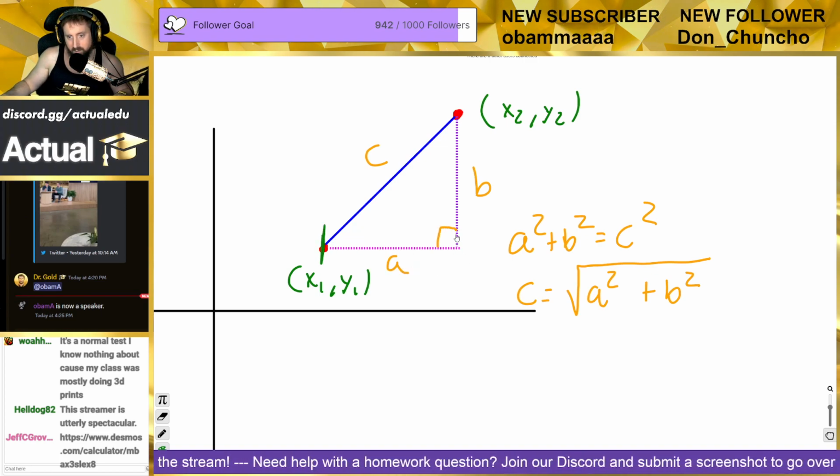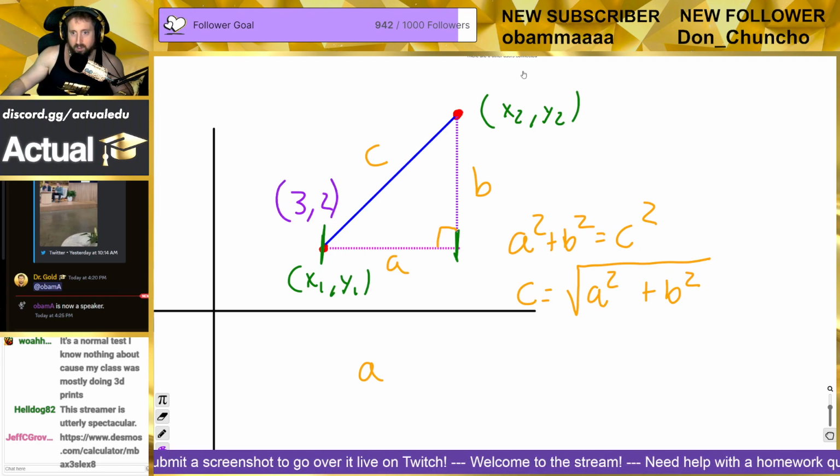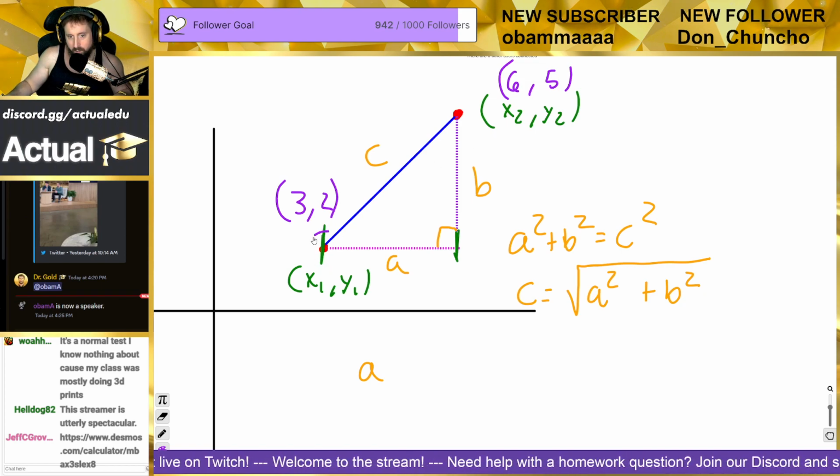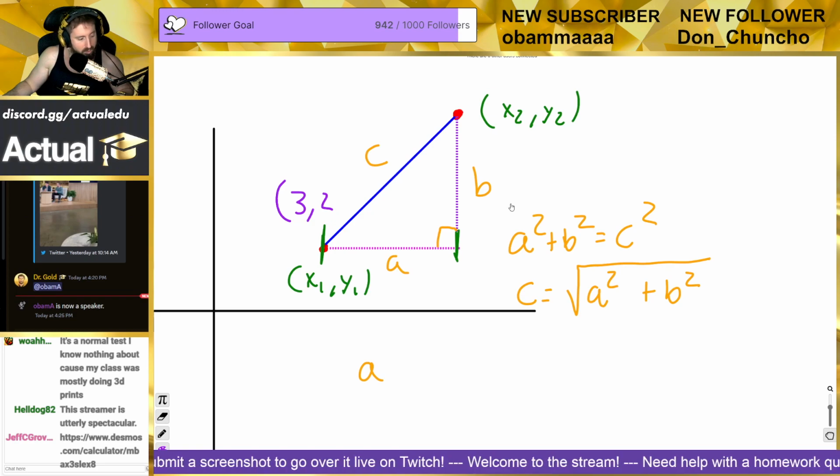So how do I figure out the length of a? If I want to go from here to here using these points, how do I figure out that distance? I don't know. Okay, let's say this is at 3, 2, and this is at 6, 5. If I want to go from here all the way to here, which is the same x coordinate as here... Subtract. Yeah, subtract. How far did I move over? 3. Yeah, 6 minus 3. 6 is this way, 3 is this way. 6 minus 3 gets me 3.